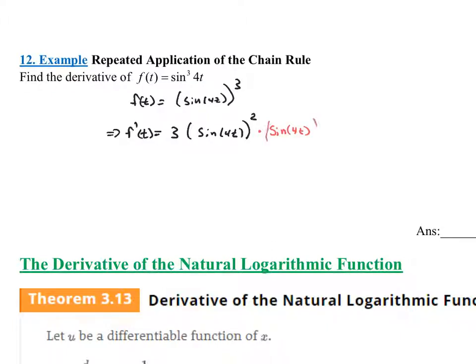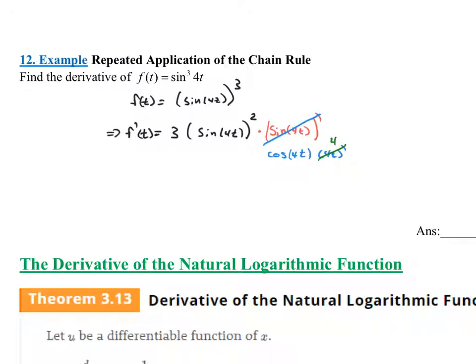Well, the derivative of sine of 4t requires a chain rule in itself, right? The derivative of sine of u is cosine u times u prime. So this would be cosine of 4t times 4t prime. So what's the derivative of 4t? That's a 4. So a lot of people would forget to multiply times that 4, that green 4 that I've written there. So let's put it all together.